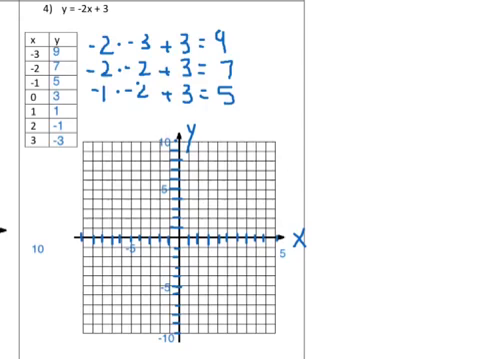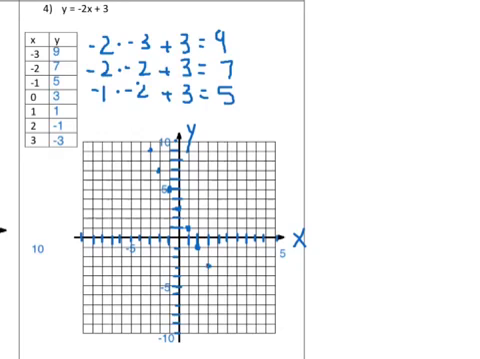So now you can see I've set up my scale and I have already labeled my axes since I forgot to do that in the last one at the beginning. And now I am going to plot all these points. So negative 3, 9 is up here. Negative 2, 7 is right there. Negative 1, 5 is right there. 0, 3, 1, 1, 2, negative 1, and 3, negative 3 is right there.